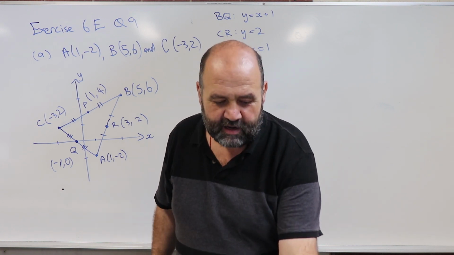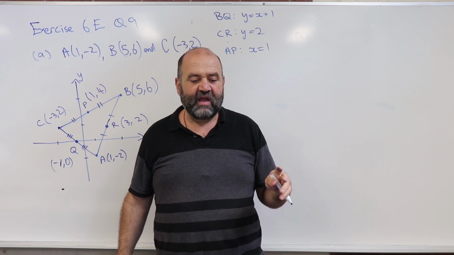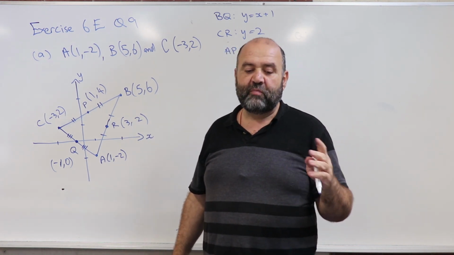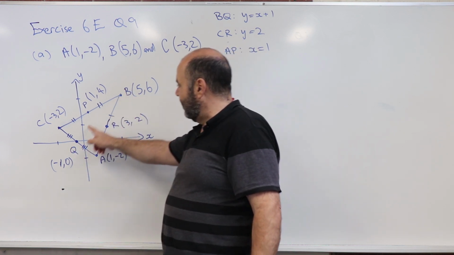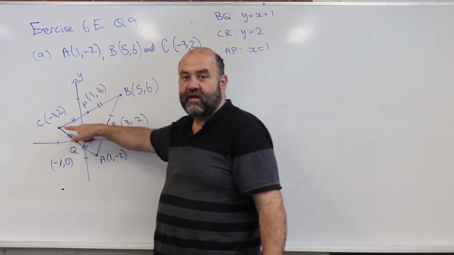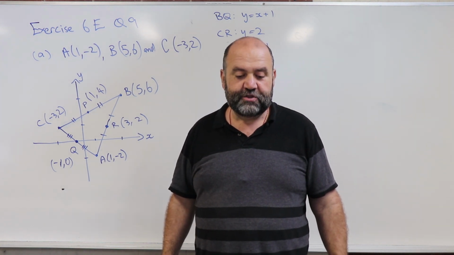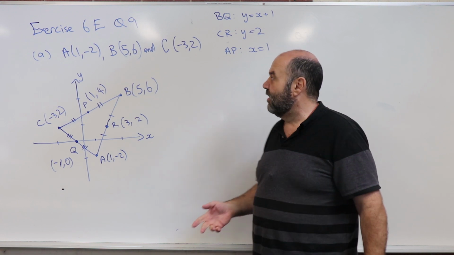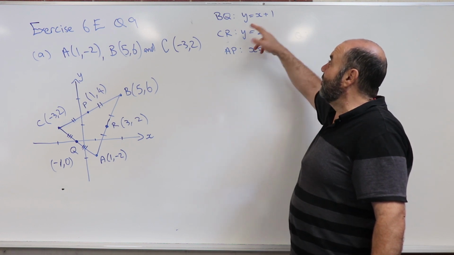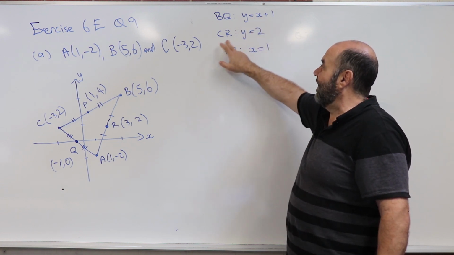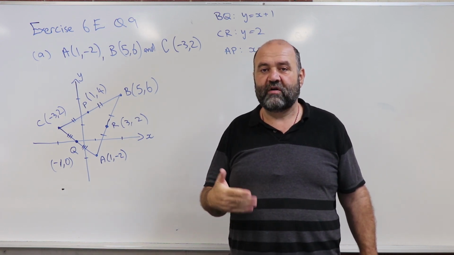So question 9a part 2 asks us to find the intersection of BQ and CR. So the intersection of this median here, BQ, and that median there, CR. And then it asks us to show that it lies on AP. For something to lie on AP, it must have an x-coordinate of 1. So first of all, I need to find that intersection, and then I need to show that it has an x-coordinate of 1. So let's do that.